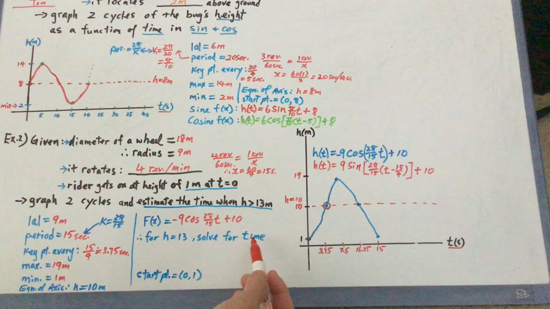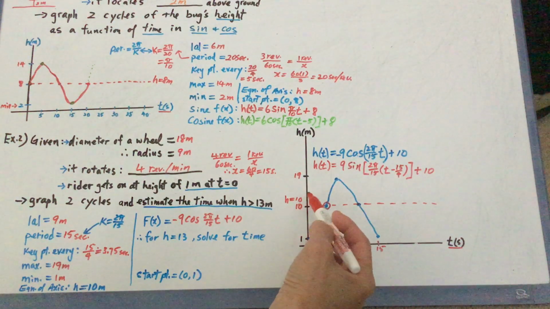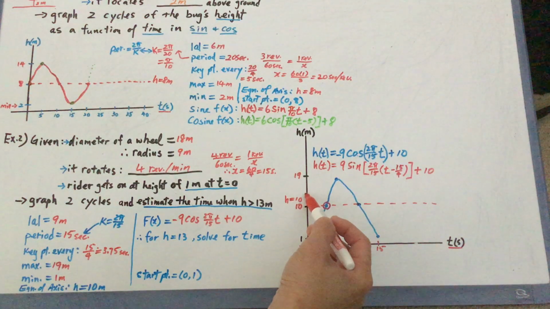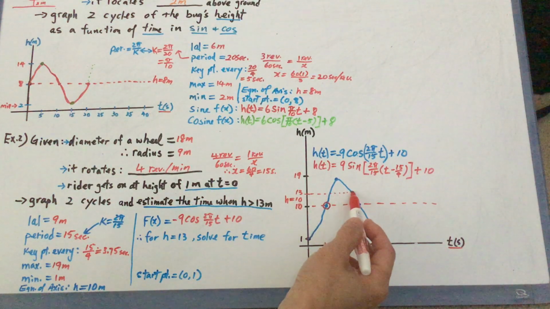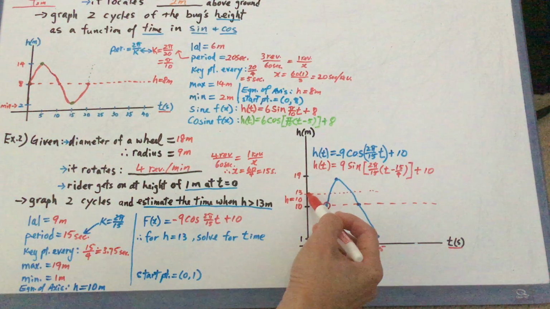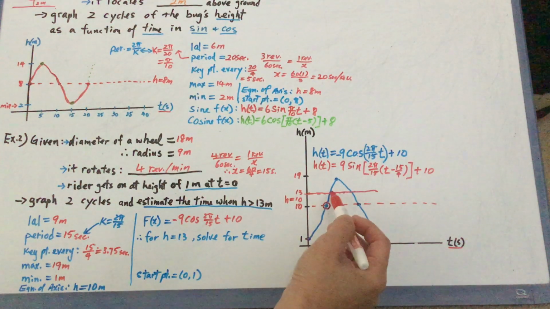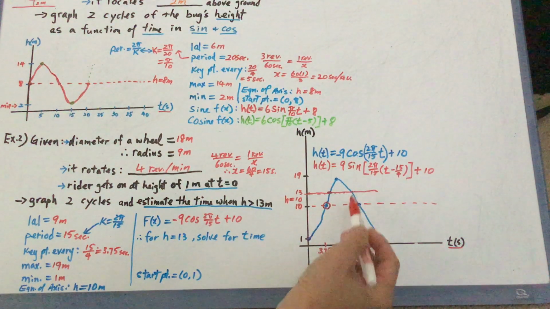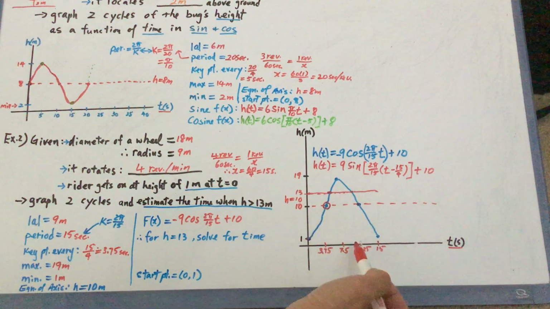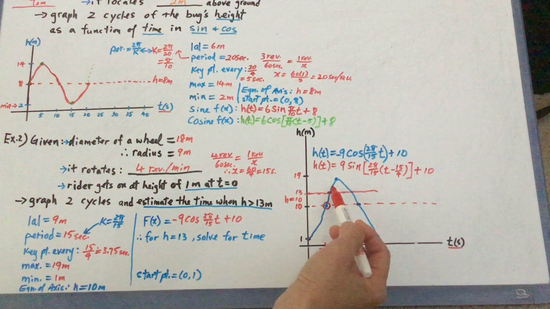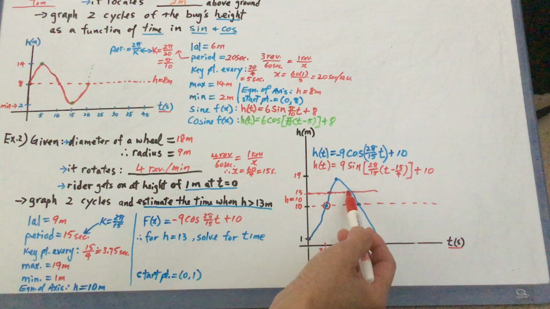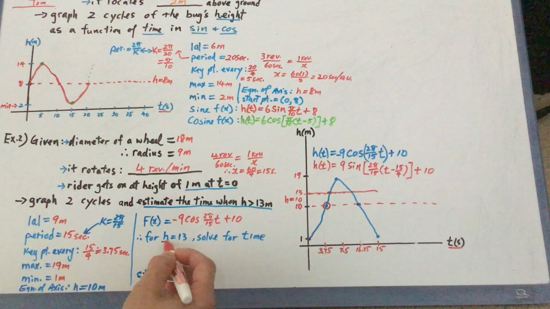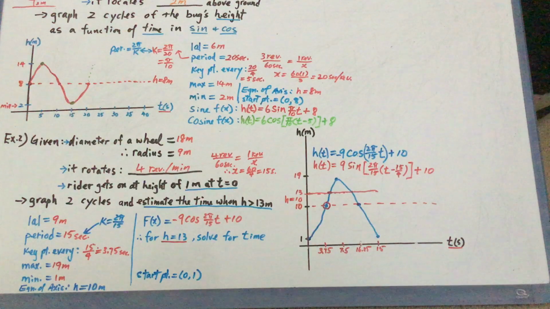What is the time? Because once I know when the height is 13, it's somewhere here. Then according to the graph, I should be getting 2 different times at this height. So in between these 2 times is when the Ferris wheel is above 13 m. So finding the times that have the height of 13 is the crucial part.